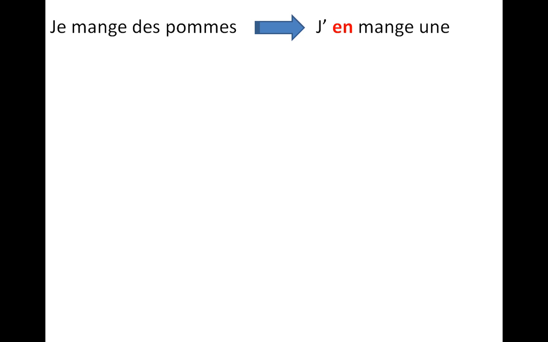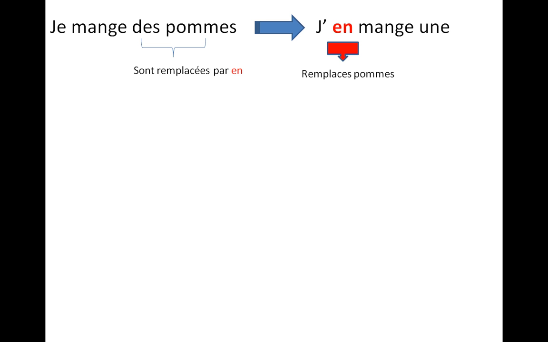Je mange des pommes. I eat some apples. It looks like apples is a recurrent example that I give in my presentations. Okay, so je mange des pommes. I eat some apples. That's how you use the pronoun en. J'en mange une. Let's see.